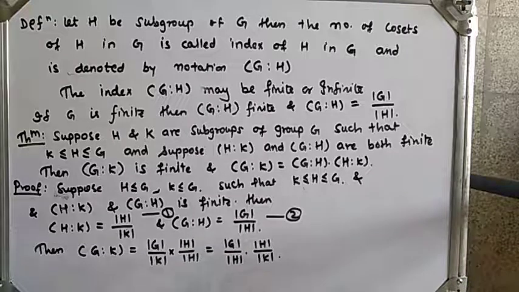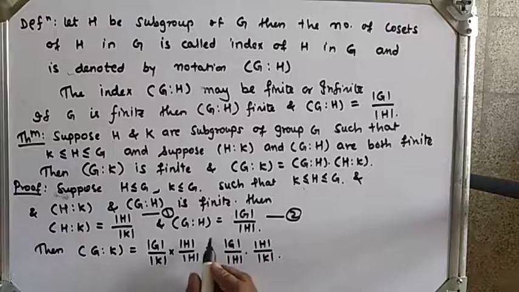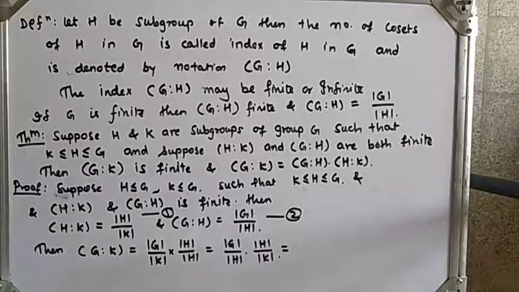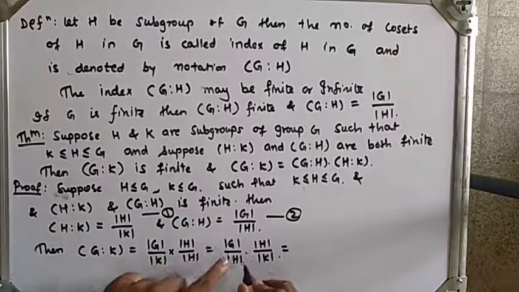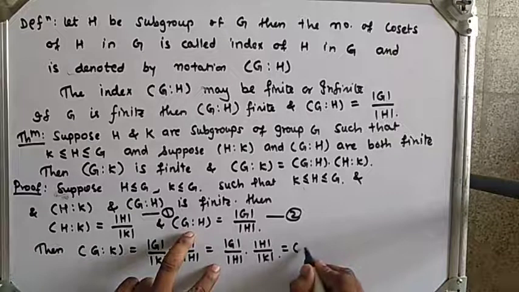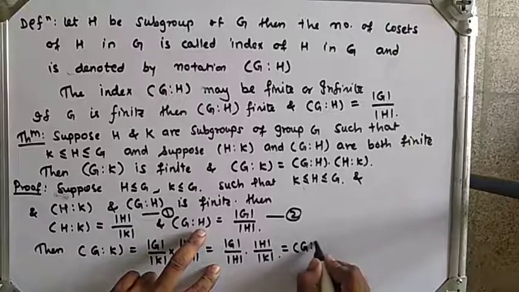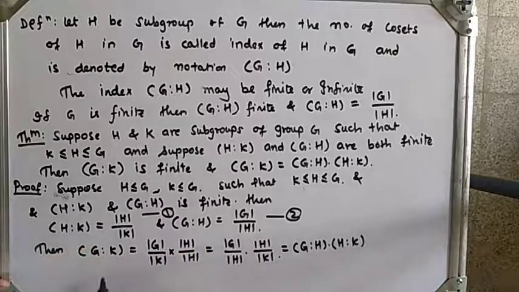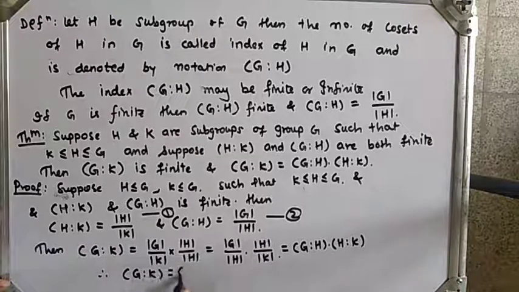We know that the value of order of H upon order of K will be the index of K in H, and order of G by order of H has the value index of H in G. So we get order of G by order of H, which is the index of H in G, so [G:H] into [H:K]. Therefore the index of K in G, so [G:K], is equal to [G:H] into [H:K]. Hence the proof of the theorem.